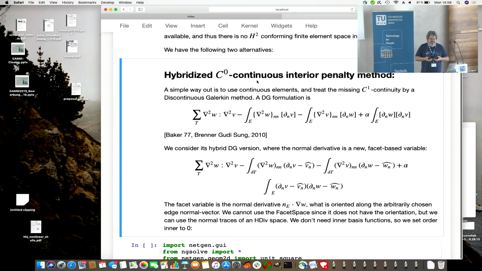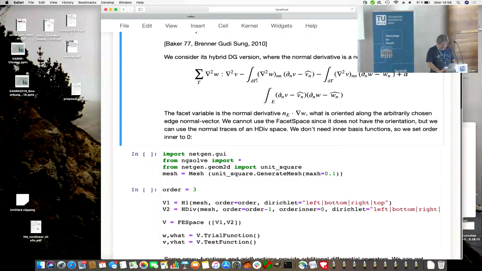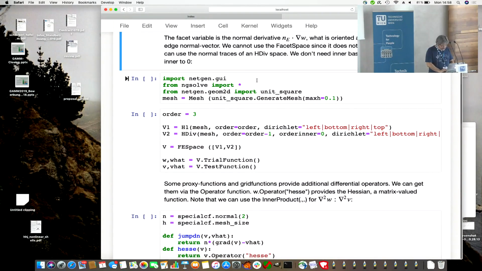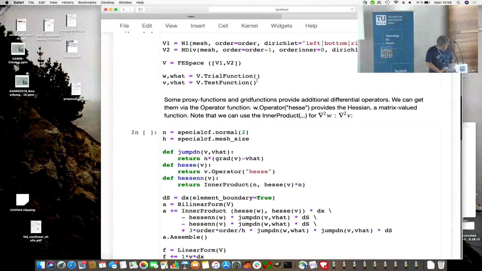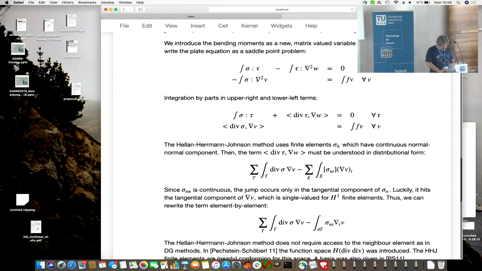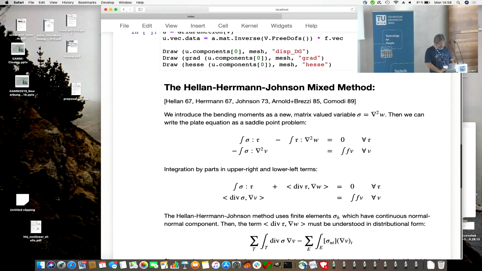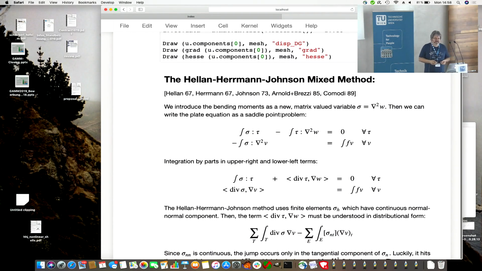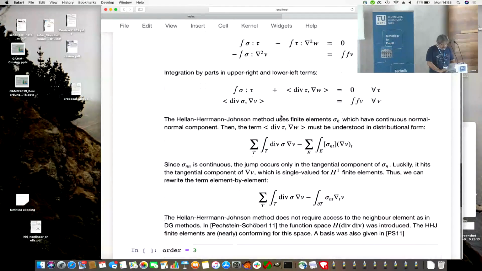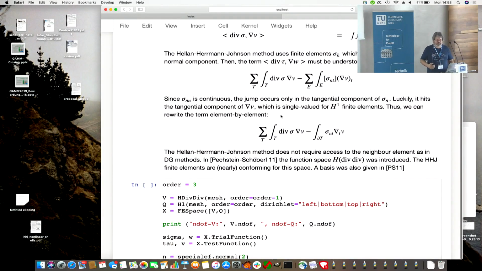You do it hybrid DG wise, you introduce a new variable for the normal derivative, and the terms are very similar, as in the scalar DG case. A second very interesting method, which we like very much now and which we recommend, is the so-called Hellan-Herrmann-Johnson mixed method, which is a mixed method introducing a new flux, the moment, sigma, as a new variable, setting up a mixed method, in concept very similar to the mixed method for Laplace, in the details quite more advanced.